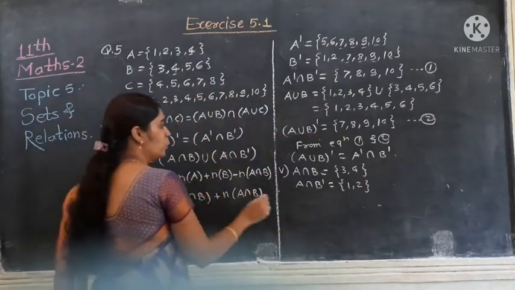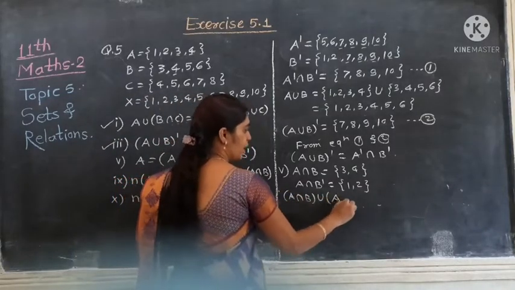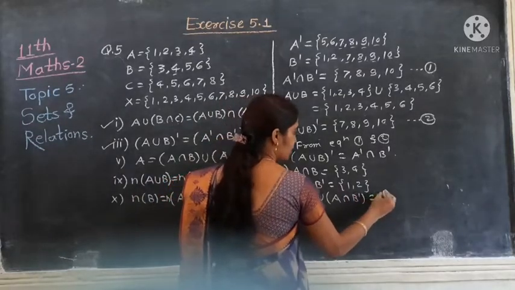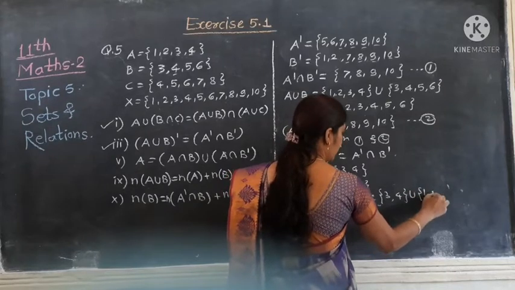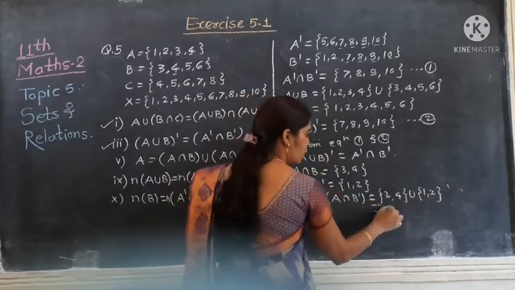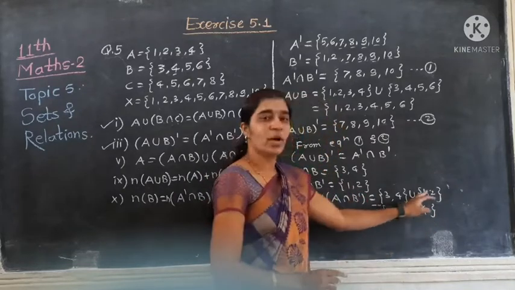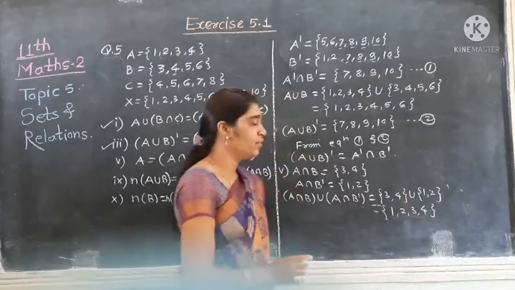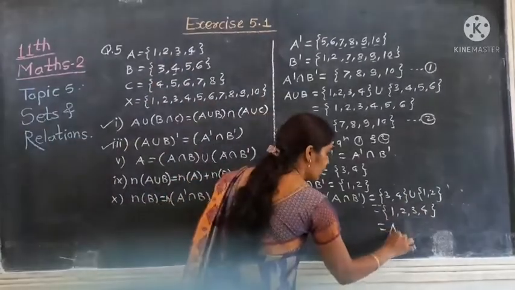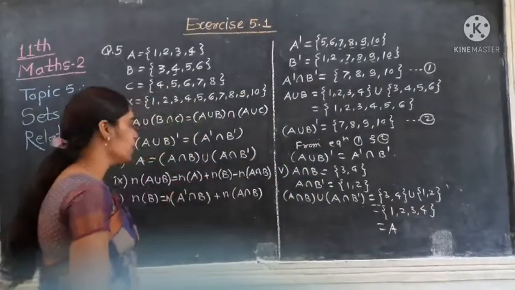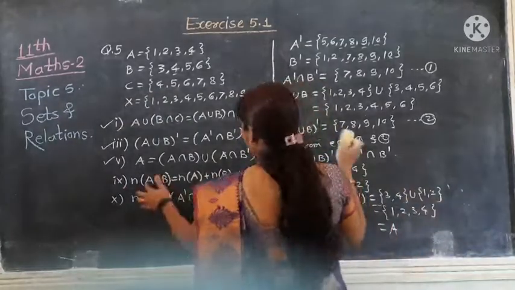Now we want union of these two. A intersection B union A intersection B dash. That is 3, 4 union 1, 2. We get union 1, 2, 3 and 4. Union म्हणजे दोघांचे ते एलिमेंट 1 2 घेतला आपण आणि 3 4. And what is the set A? It is nothing but A. Hence we prove the fifth also. Okay, understand? Now remaining two examples.